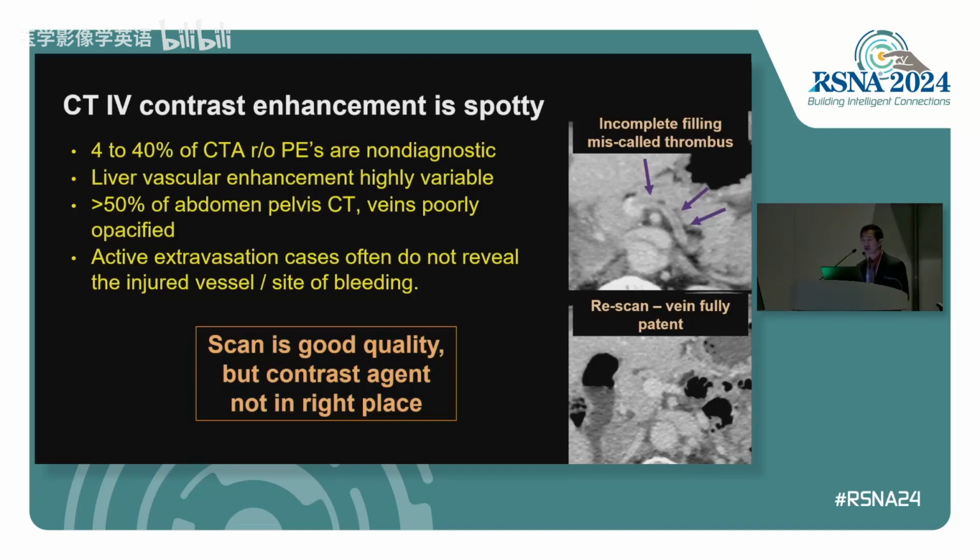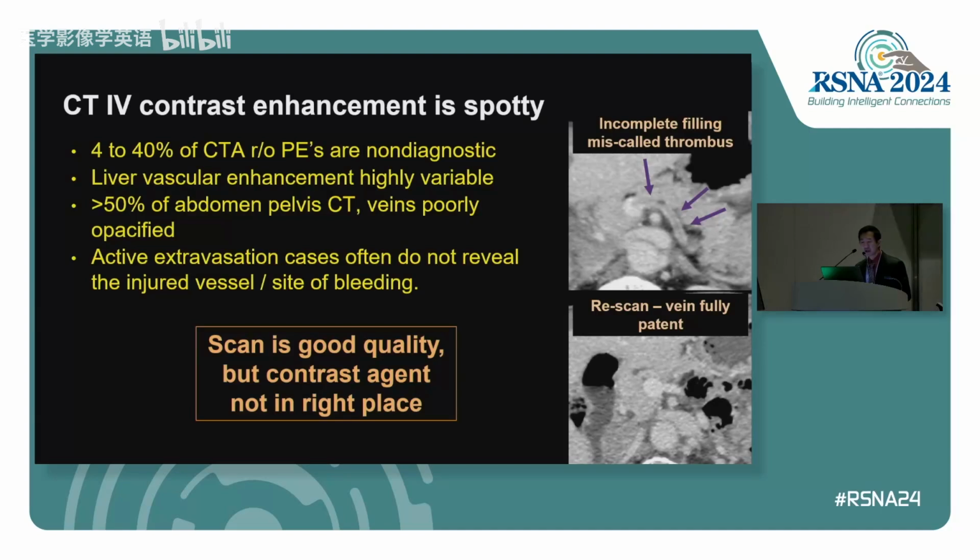So Dr. Fletcher just showed you a study where the pulmonary arteries are not always well opacified. Even with photon counting, there are some that are not well opacified. With studies that are published, 30% to 40% of the studies for PEs are non-diagnostic. Liver vascular enhancement is very variable, even for the same patient on different days. Half of our patients or more don't have their veins well opacified on routine CT scans.